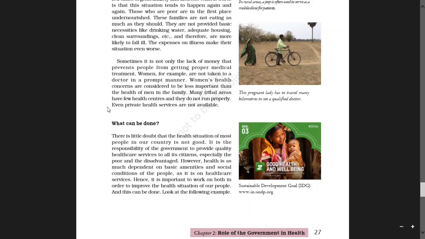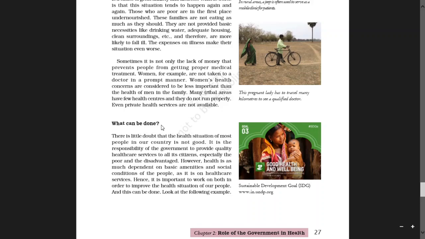Many tribal areas have few health centers and they do not run properly. Many tribal areas are there, especially in the hilly areas, boys. You will see that those areas have few health centers and they do not get proper health care there. Even private health services are not available in those tribal areas.